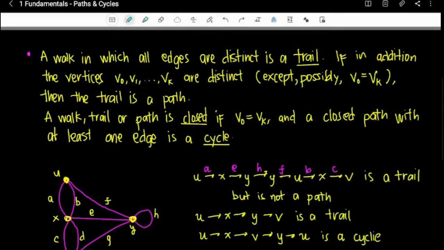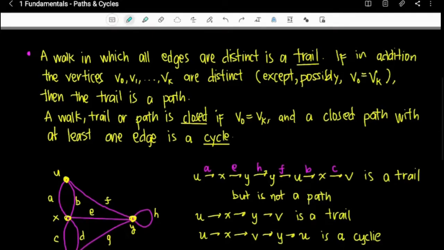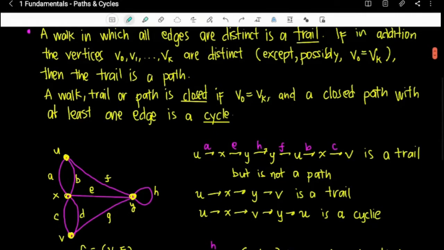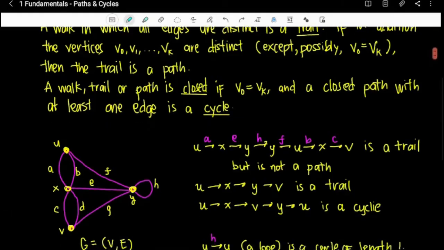Pagka naman yung mga vertices ang unique or distinct, then that trail is called a path. Let's have an example para malinaw. So, for example, yung trail na UXYYUXV, that's a trail, but it's not a path. So, let's follow that particular trail.